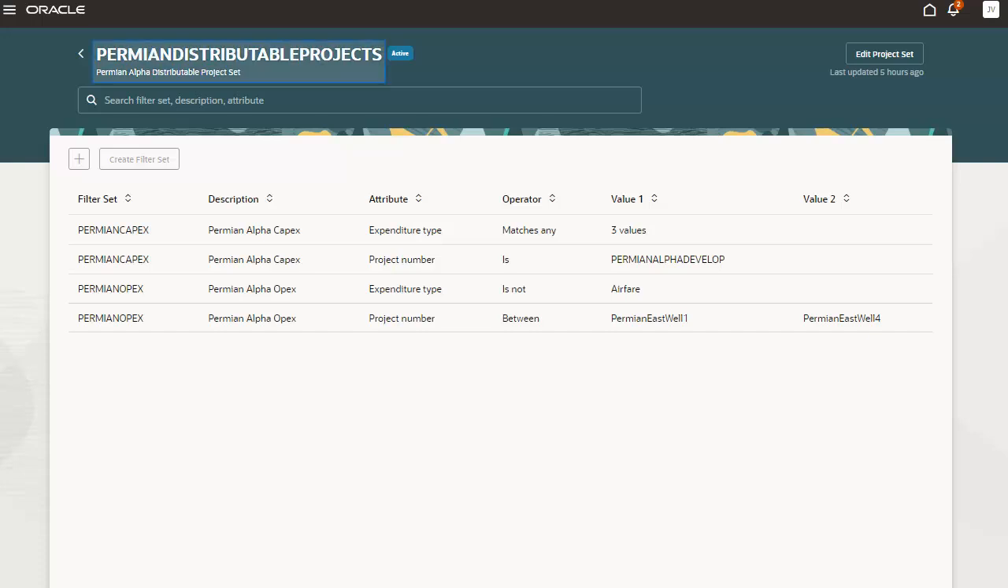We will use this project set instead of the distributable project values on the joint venture definition to identify transactions that are distributable based on project attributes.